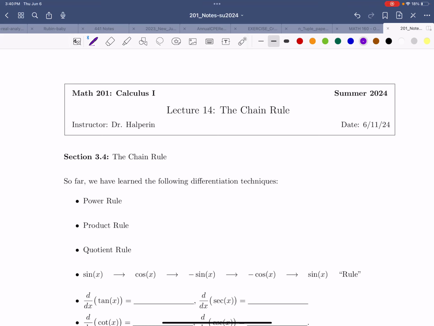Let's look at our next topic, section 3.4, the chain rule. This is one of the last differentiation techniques we'll learn, and it's probably the most difficult. So if you don't get it at first, that's fine. We're going to do a lot of practice.